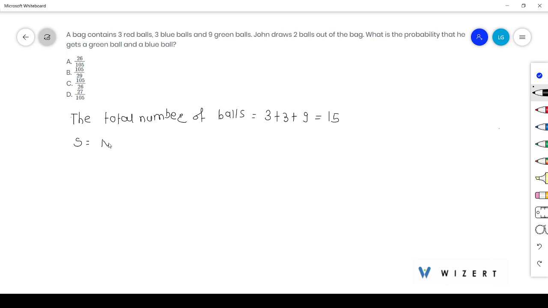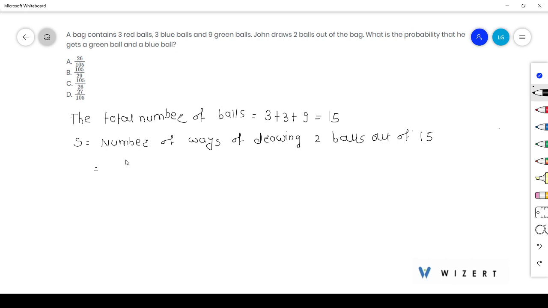of number of ways of drawing 2 balls out of 15, because 15 are the total number of balls.